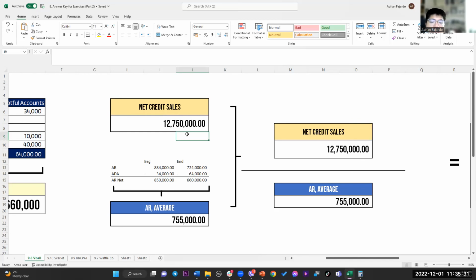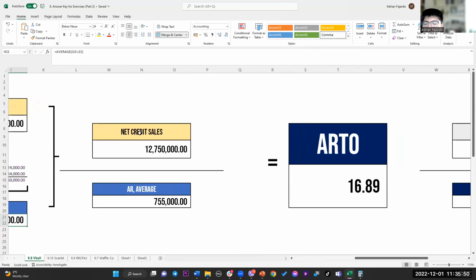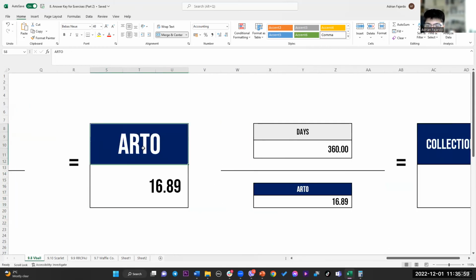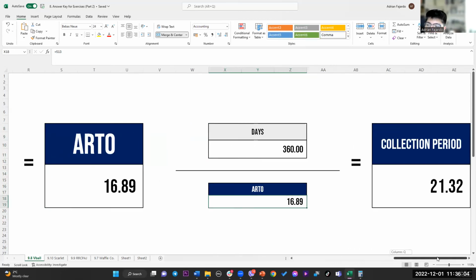AR net. So, AR minus ADA sa beginning, 884 minus 34 is 850. That's your beginning balance. Ending is 724 minus 64 is 660. 850 plus 660 divided by 2 is your AR average of 755,000. You divide this, so net credit sales over AR average, net yun, net, which gives you 16.89 AR turnover. And then now that you now have your AR turnover, 360 divided by AR turnover would be 21.32. Or if you round to the nearest days, 21 days.